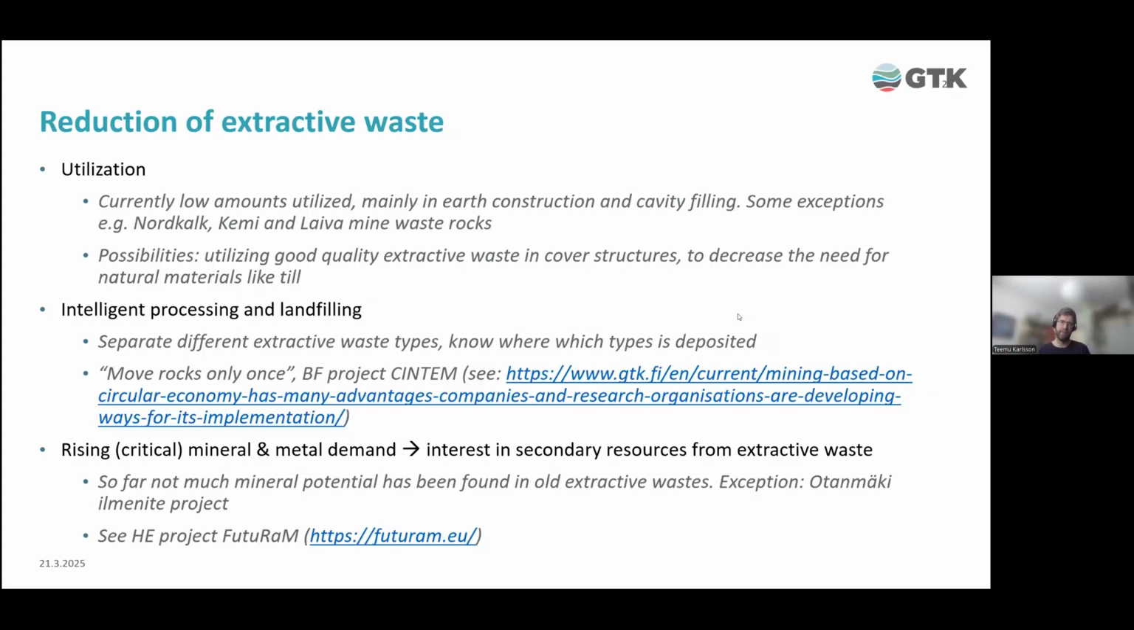One possibility would be to utilize some good quality extractive waste as part of the cover structure, for example. This would decrease the need for natural materials like till, because if you have a 100-hectare waste facility and you want to cover it with a 1 to 2 meter layer of till, that's quite an amount of till, and to get it, you might need to dig a pit somewhere and transport the till also. So that has some environmental impacts.